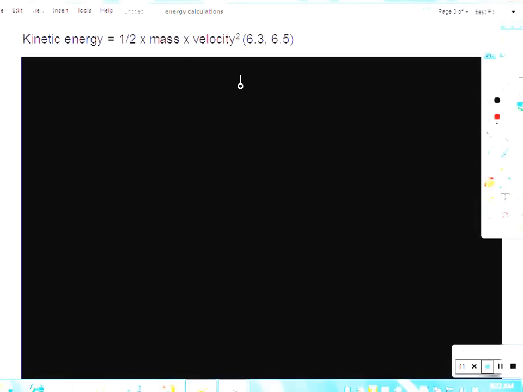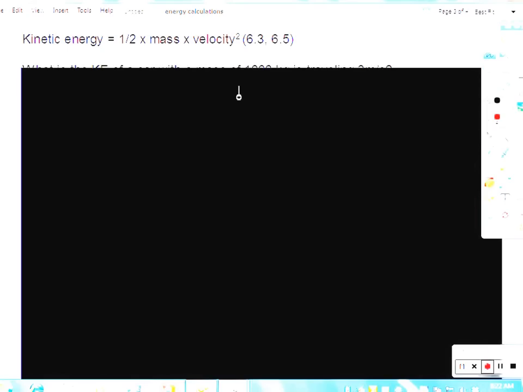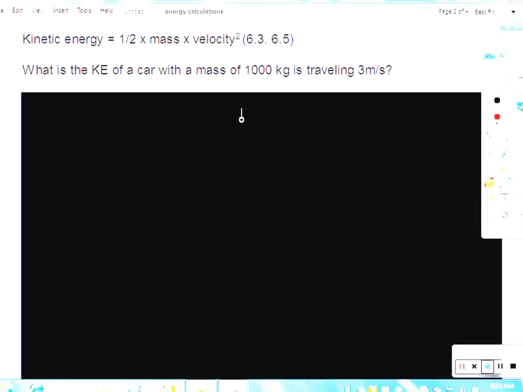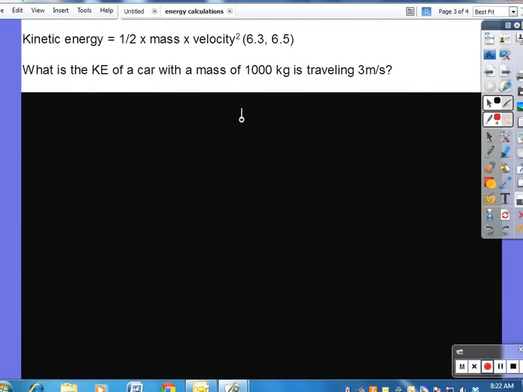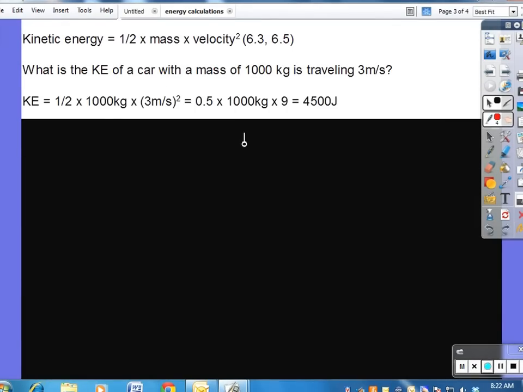And kinetic energy is 1/2 times mass times velocity squared. So, for example, what is the kinetic energy of a car with mass of 1,000 kilograms traveling 3 meters per second? Go ahead and calculate that. You should have gotten kinetic energy is 1/2, and 1/2 is just a number that we use when calculating kinetic energy. So it's 1/2 times 1,000 kilograms times 3 meters per second squared. The 3 meters per second is the part that's squared.